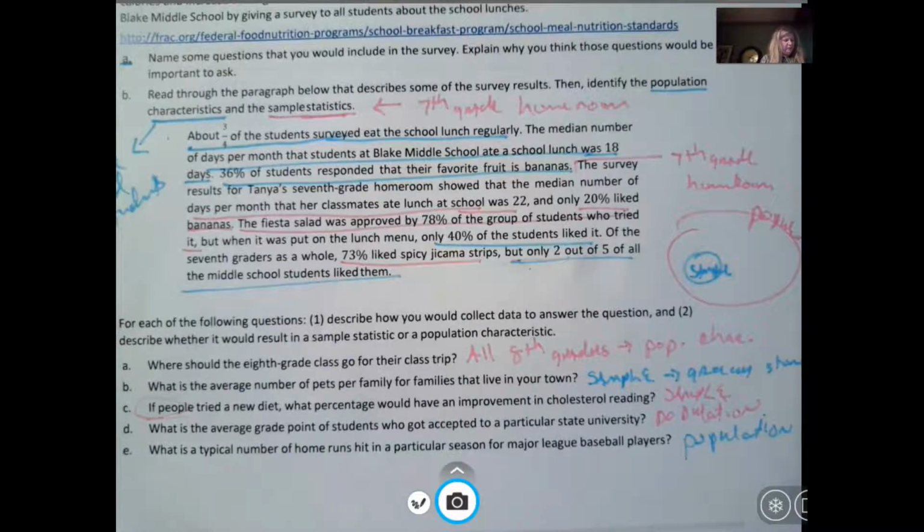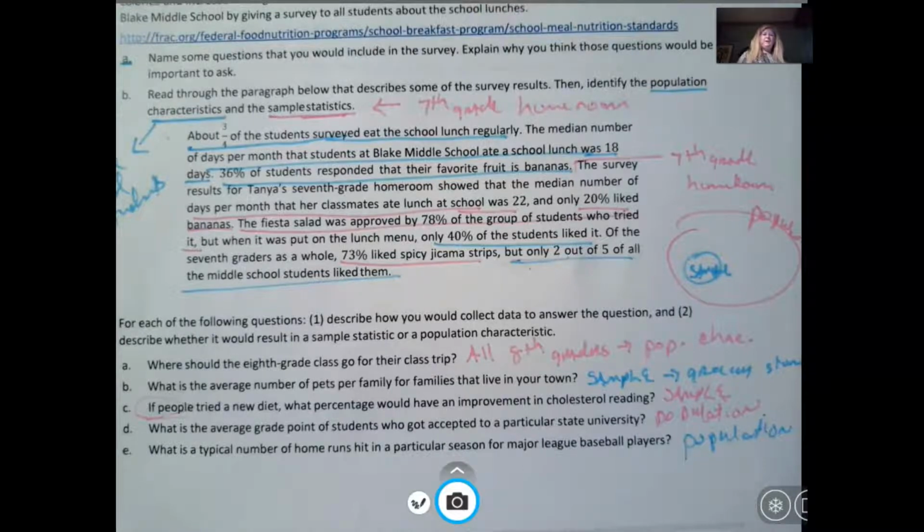The average grade point average of students who got accepted to a particular state university. I would imagine this data exists in a database. So for a particular state university, we could just get that database, and then that would be a population, because we have data for every person that the study applies to.